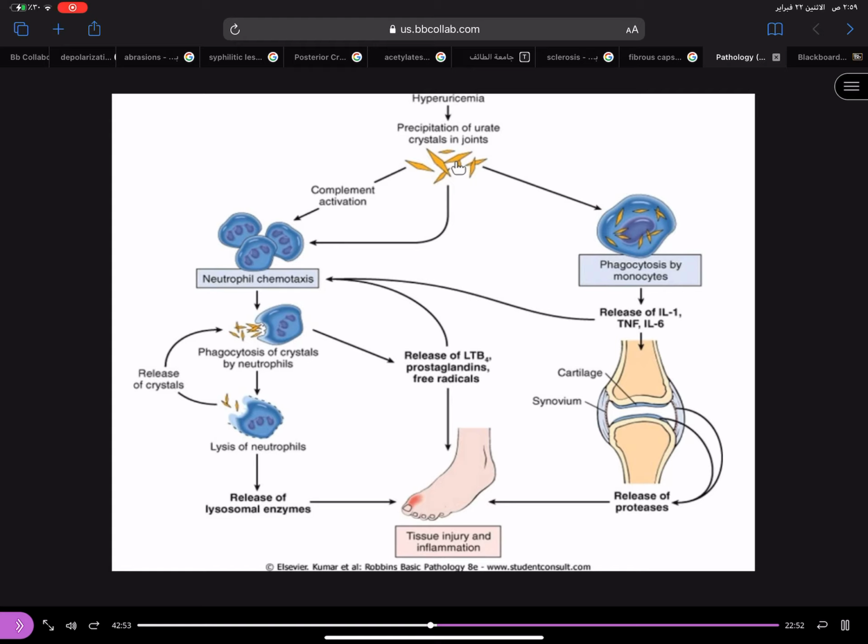When urate crystals start to deposit in the joint, neutrophils and monocytes will come. They will try to eat the crystals. When they try to eat, lysosomal enzymes or proteases will be released, and they will lead to tissue injury and inflammation, and all signs of inflammation like pain, redness, swelling, loss of movement of the joint will start to appear. So these are the important points you should keep in mind.